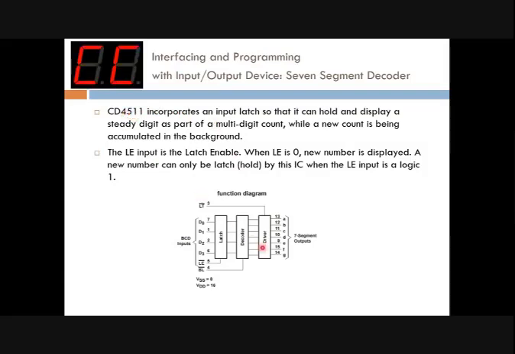So the IC, CD4511, incorporates an input latch, which is here, so that it can hold and display a steady digit as a part of multi-digit count. Let's say if you want to count from 0 to 100 to 1000 and so on, this latch will hold that particular value, without blinking like the previous one. So it will hold a steady value while the other new count is being accumulated, either count up or count down. It will not show, it will just hold the steady value.